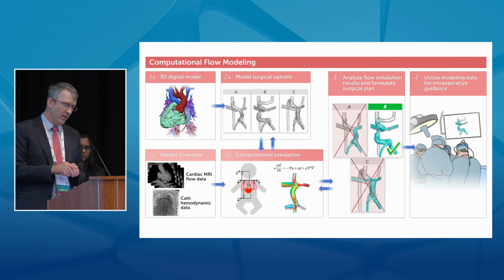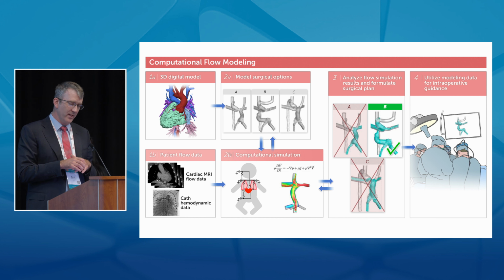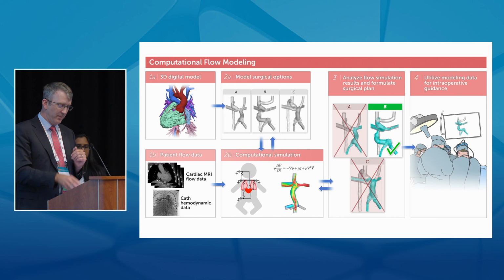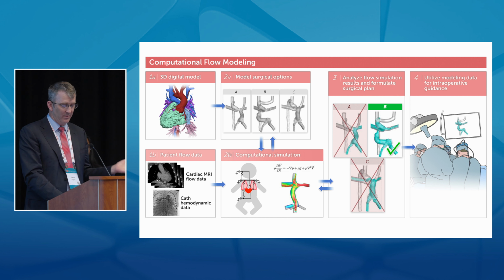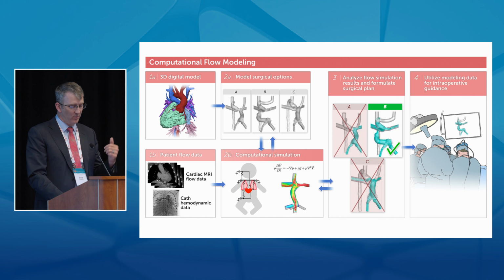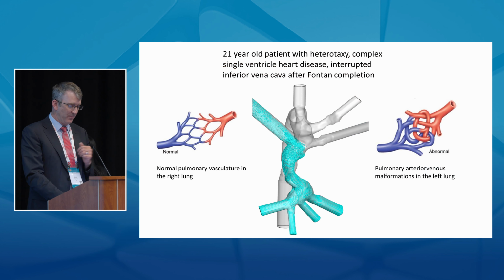We also use flow modeling in complex single ventricle patients, where we take the 3D model, we model different surgical options, take the patient's hemodynamic data from cath and MRI, and are able to simulate the flow through different options and understand the best option for our patients. This is an example of what this looks like.